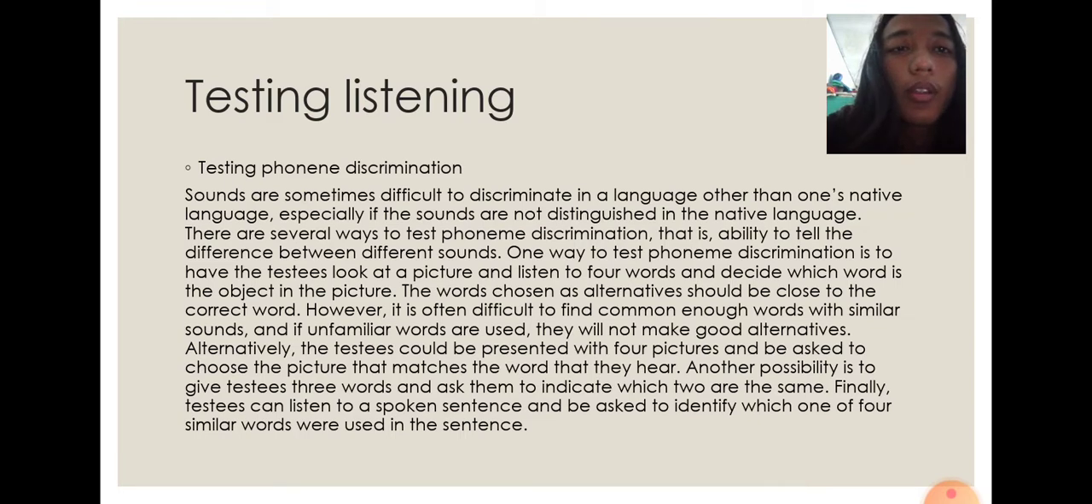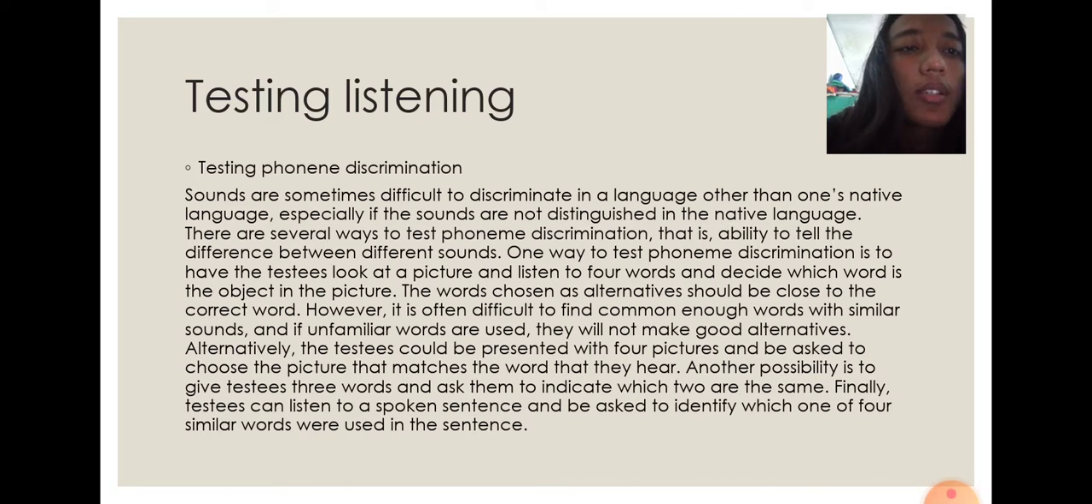Testing phoneme discrimination. Sounds are sometimes difficult to discriminate in a language other than one's native language, especially if the sounds are not distinguished in the native language. There are several ways to test phoneme discrimination, that is, ability to tell the difference between different sounds.